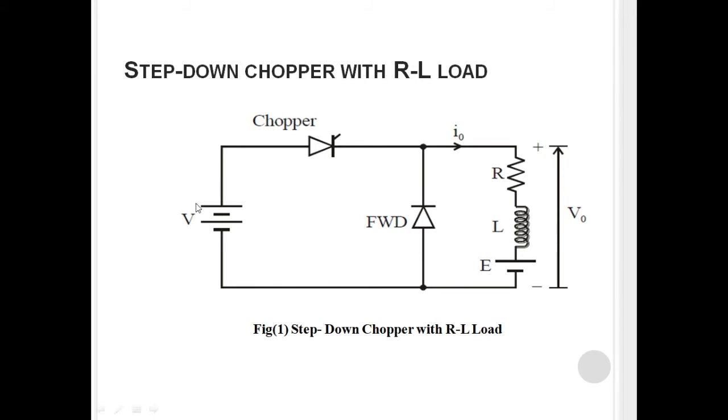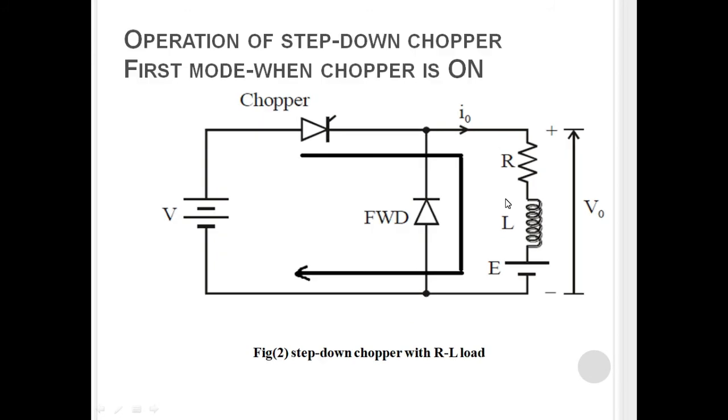This is the supply voltage. This is the chopper, or we can say switch. This is a freewheeling diode. That is the RL load. That is the output across this load.